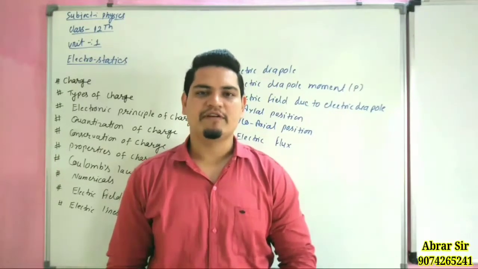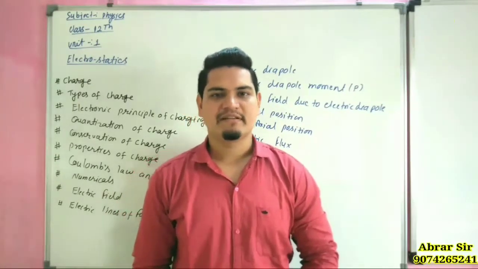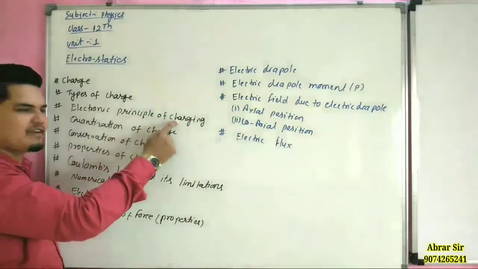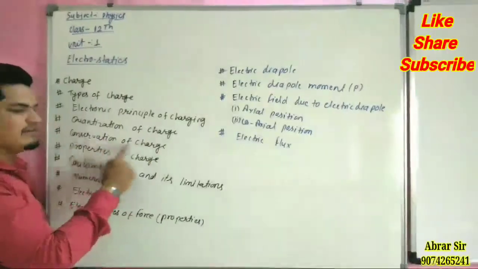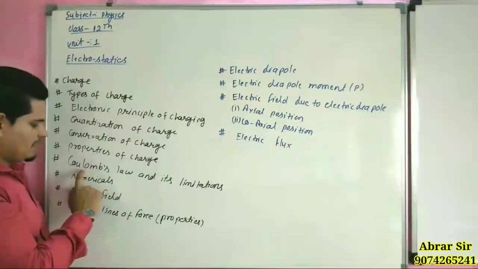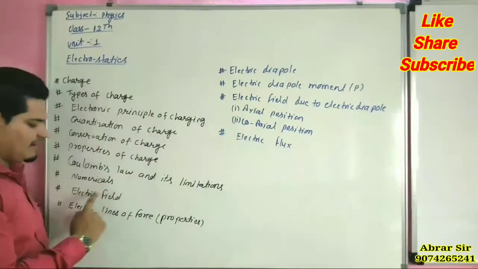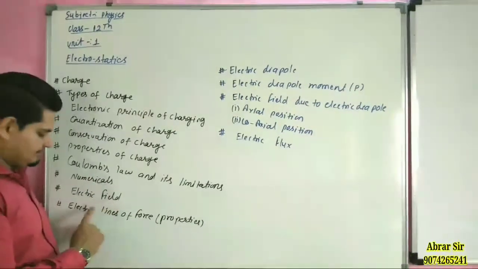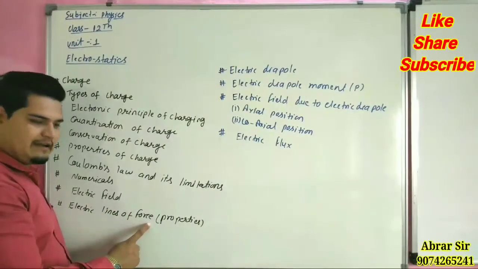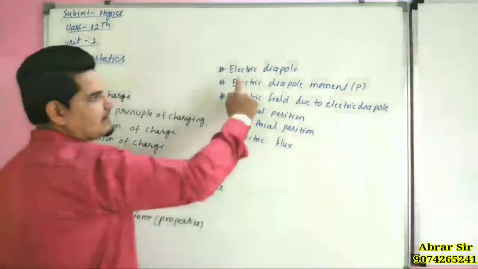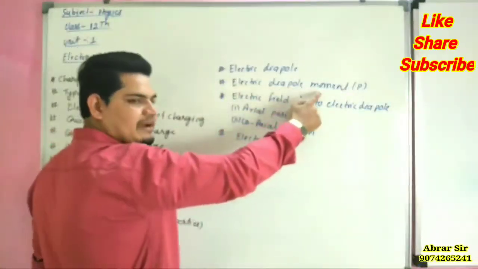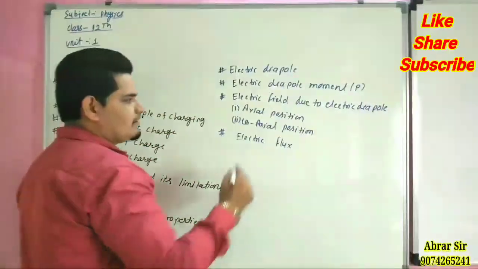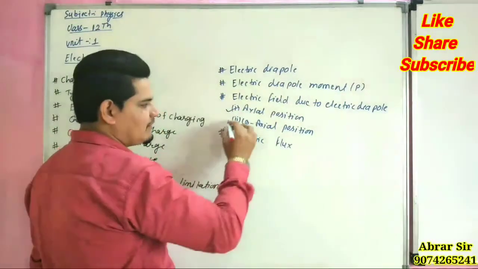So in the previous video we already studied a few chapters like charge, types of charge, electric principle of charging, quantization of charge, conservation of charge, properties of charge, Coulomb's law and its properties and limitations, numericals based on Coulomb's law, electric field, electric lines of force and their properties, electric dipole moment, which is denoted by P, electric field due to an electric dipole, and numericals on axial position and equatorial position.